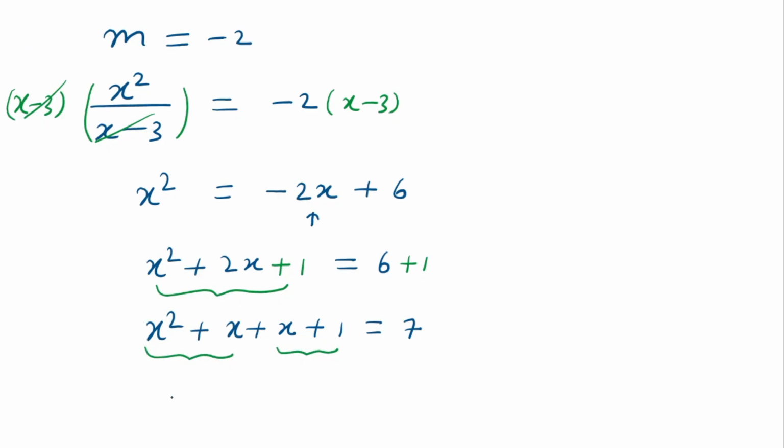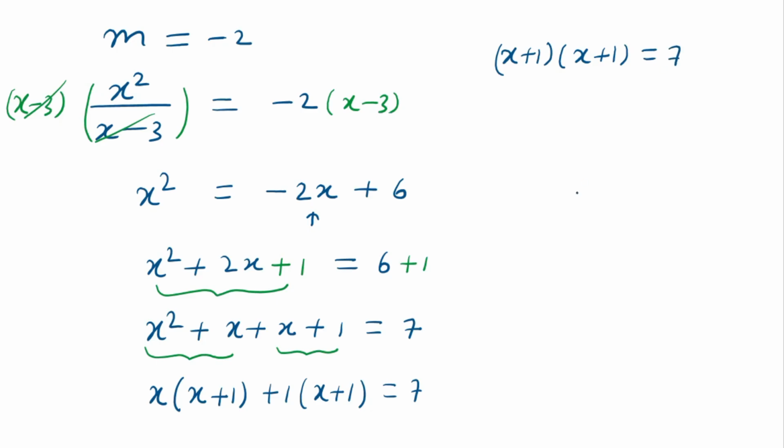Here if we take x common in the first two terms, then x square divided by x is x, and here x divided by x, then you will get 1. And here if we take 1 common, then x plus 1, and this equals 7. Now this is x plus 1 and this is x plus 1, so x plus 1 is common, so if we take x plus 1 common, then you will get x plus 1, and this equals 7. Now x plus 1 times x plus 1 is x plus 1 whole squared, and this equals 7.